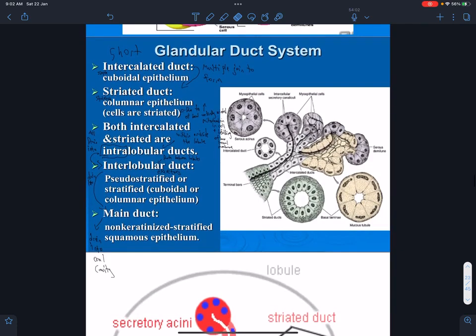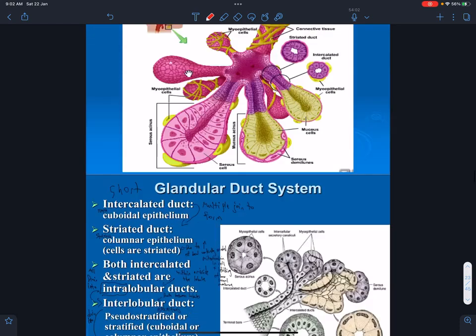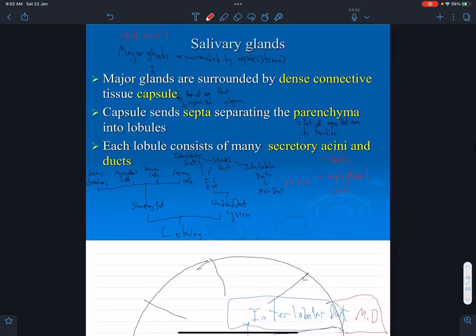And of course, here's the glandular duct system. I want you just to look, with what we've said before, what they are. And of course, here's the epithelium of your interlobular duct. Again, just memorize it like it is: pseudostratified or stratified, cuboidal or columnar epithelium. So that's basically it for the main parts of the salivary glands.